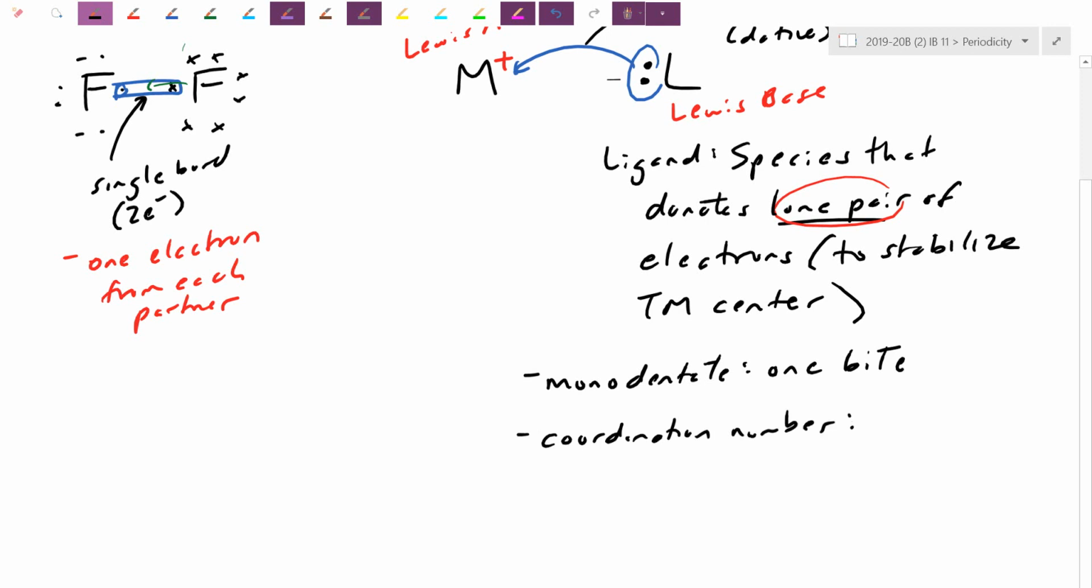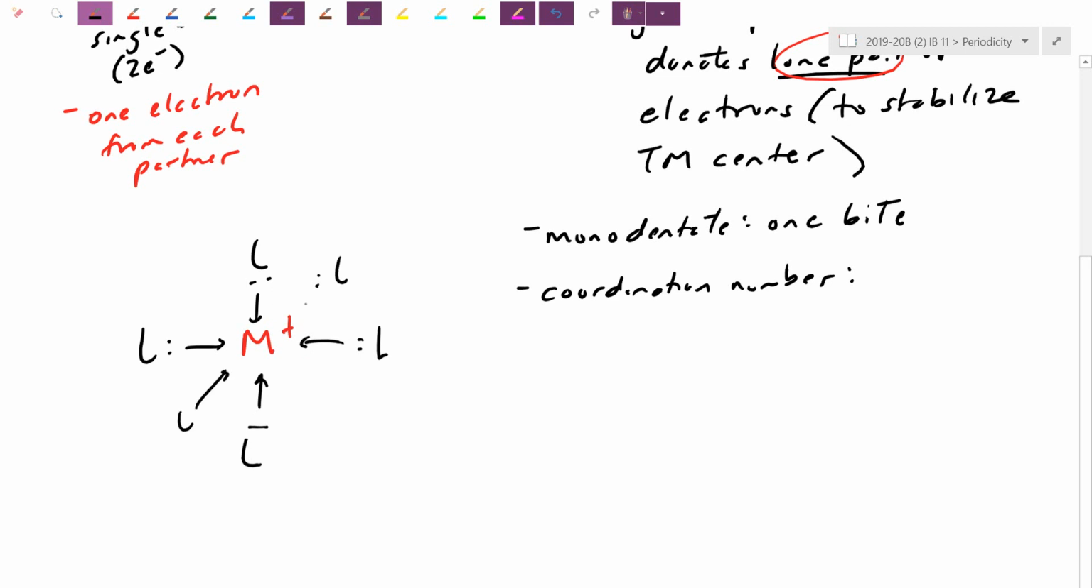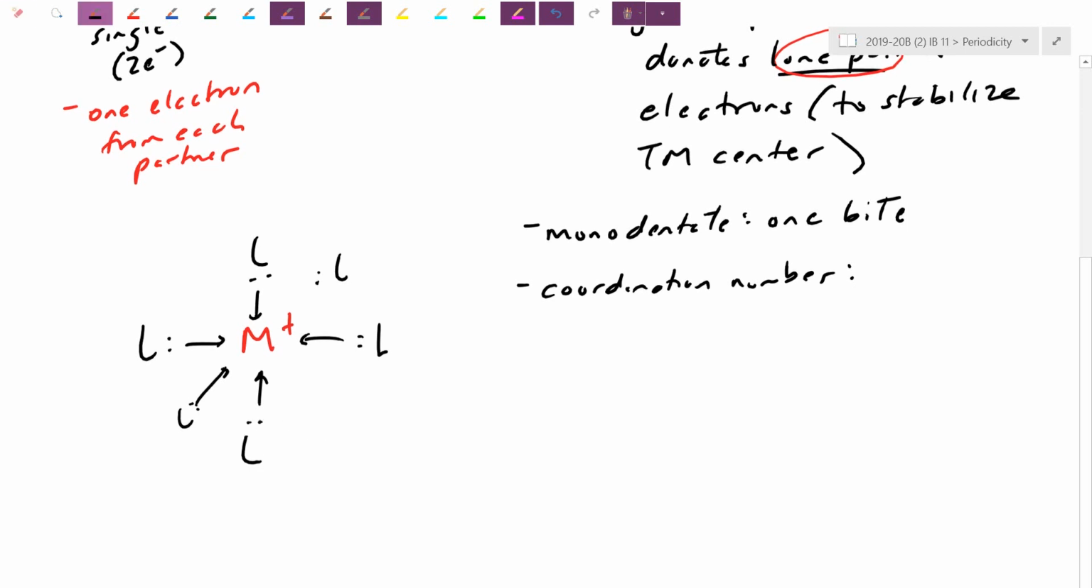Coordination number is how many ligands end up surrounding the metal. Again, in IB, we're just going to be using octahedral as my splitting. A ligand is going to come in left and right. That's 2. A ligand comes in top and down, so top and bottom. And a ligand also comes in front and behind. That pretty much surrounds this metal from all 6 sides here. Our coordination number is 6.